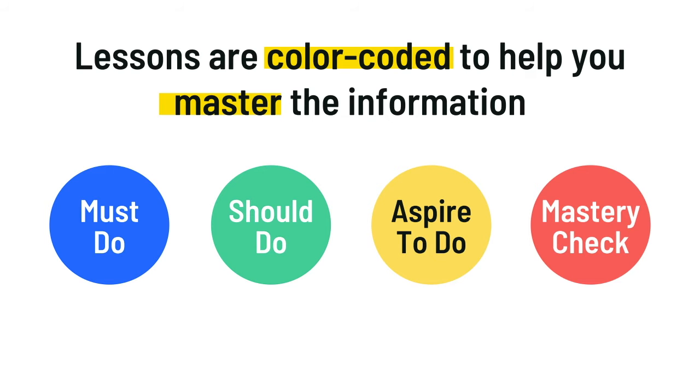Let's get into this color-coded system, which is here on Google Classroom. It's on your game board, which I'll explain in a moment. And it's to help you understand what you have to do to master a specific unit. So first of all, we have these blue must-do lessons. These are what are required. Basically, there's no getting around a must-do lesson. In order to have a proficient understanding of the topic, you must do it.